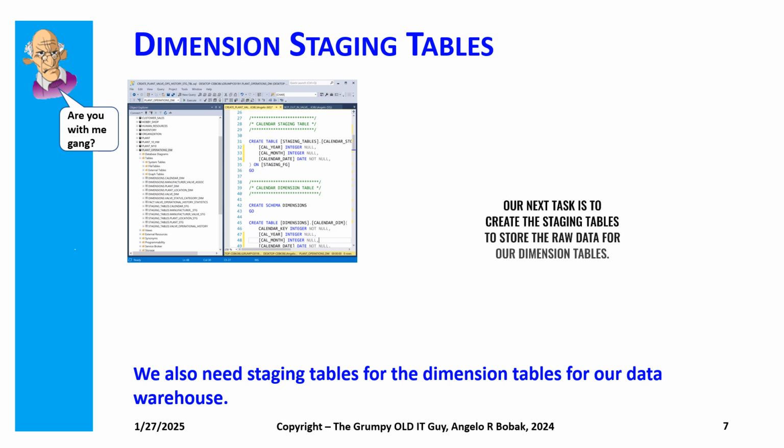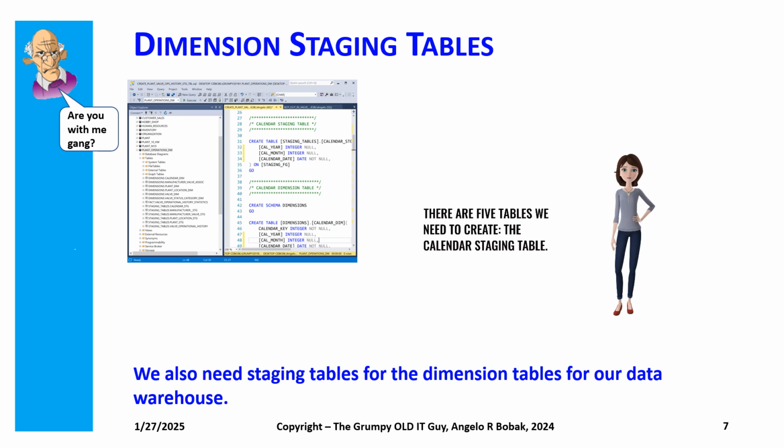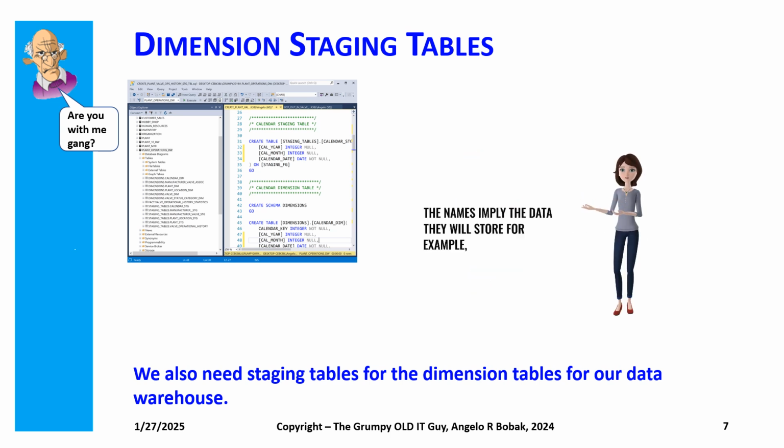Our next task is to create the staging tables to store the raw data for our dimension tables. We will also use the BCP utility to load these from flat text files. There are 5 tables we need to create: the calendar staging table, the manufacture staging table, the manufacture valve staging table, the plant location staging table, and the plant staging table.